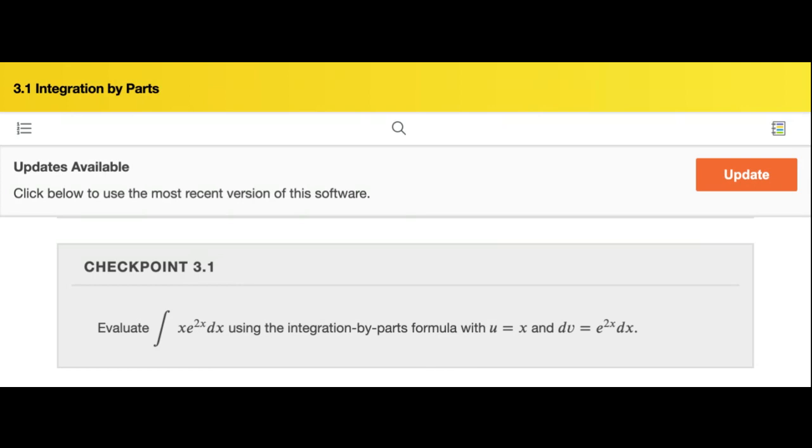Raw, you have plus quarter times e to the 2x, or minus? Minus, right? Because it's uv minus integration of v du. So it should be minus. Okay, pretty good. All right, great. Let's keep going.